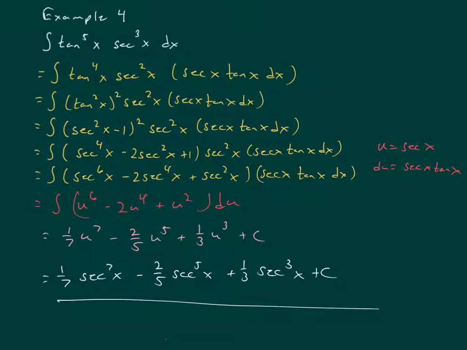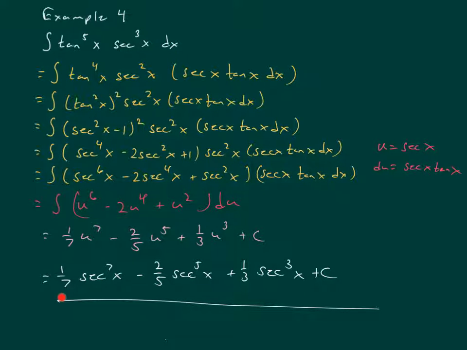And again, at this point, remember the process: what we're doing here is getting things set up so I can do this by substitution. u is going to be secant x, du is secant x tan x dx. And so when I do all that substitution, this becomes the integral of u to the sixth minus 2u to the fourth plus u squared du. And when I integrate u to the sixth, I get 1/7 u to the seventh minus 2/5 u to the fifth plus 1/3 u cubed plus c.